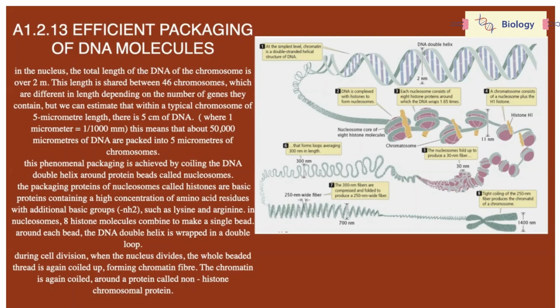This phenomenal packaging is achieved by coiling the DNA double helix around protein beads called nucleosomes. The packaging proteins of nucleosomes, called histones, are basic proteins containing a high concentration of amino acid residues with additional basic groups such as lysine and arginine. In nucleosomes, 8 histone molecules combine to make a single bead. Around each bead, the DNA double helix is wrapped in a double loop. During cell division, when the nucleus divides, the whole beaded thread is again coiled up, forming chromatin fiber. The chromatin is again coiled around a protein called non-histone chromosomal protein.